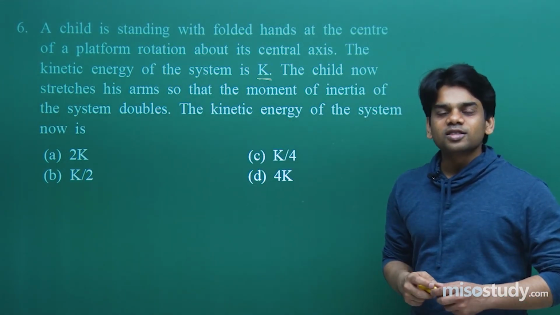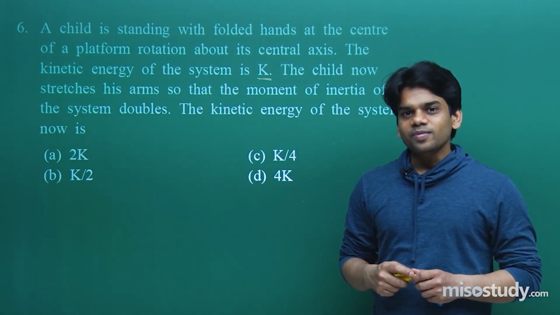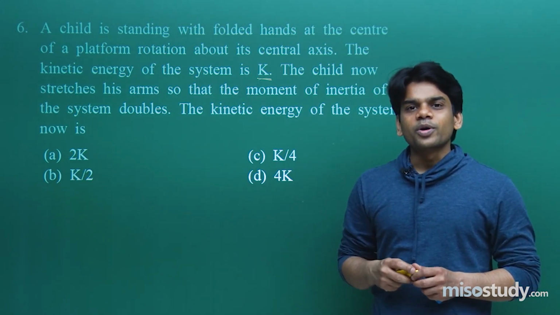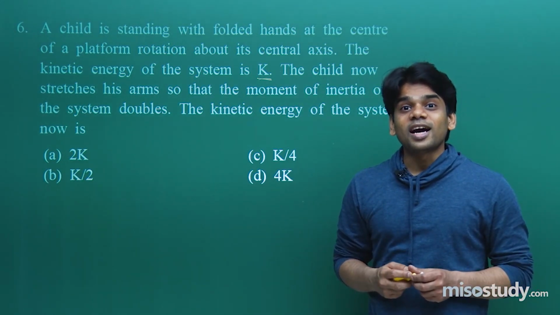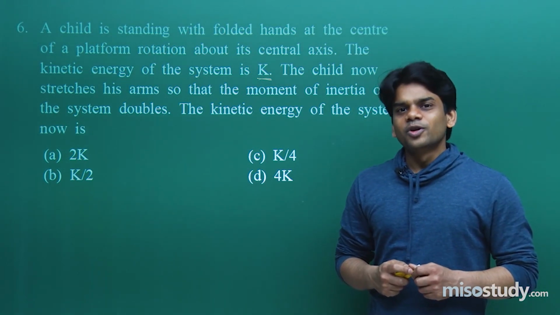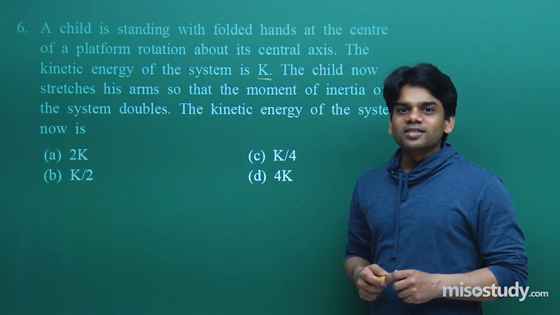I have discussed this kind of problem in our regular classes with an illustration. I have told you if a child rotates on a circular platform and stretches his hands, his moment of inertia will increase and hence his angular velocity will decrease. We'll talk about how this is possible, because angular momentum will be conserved.